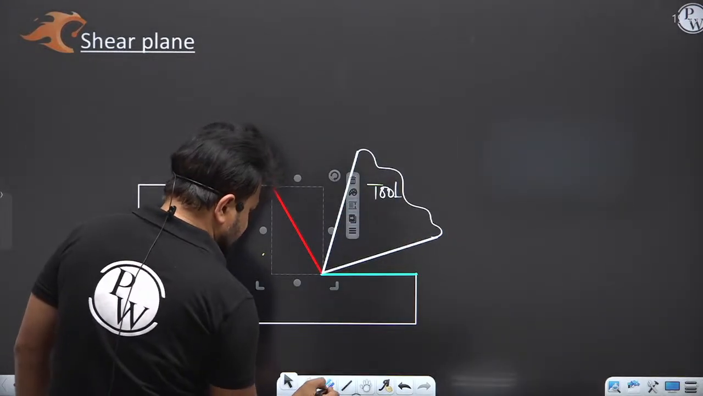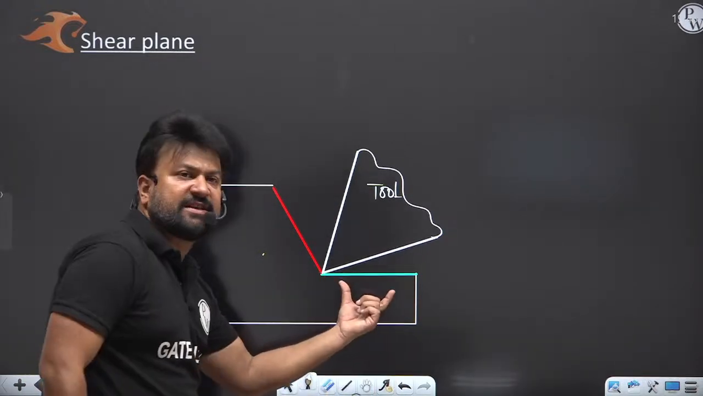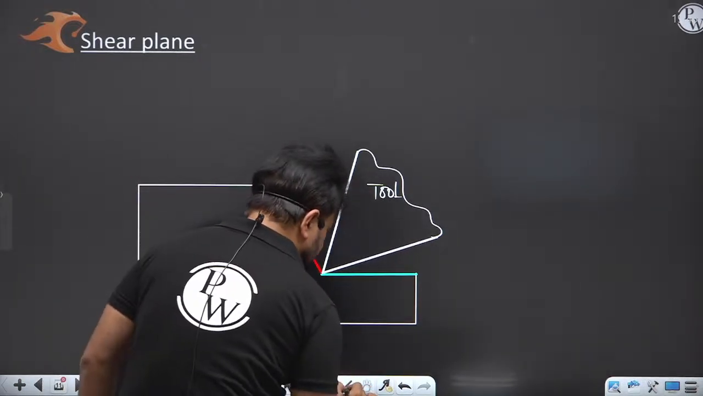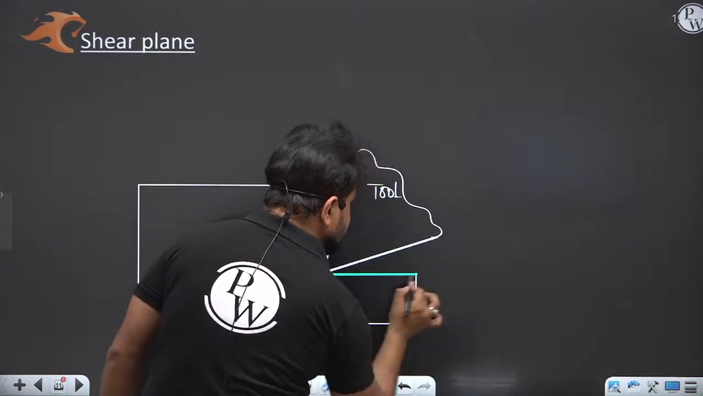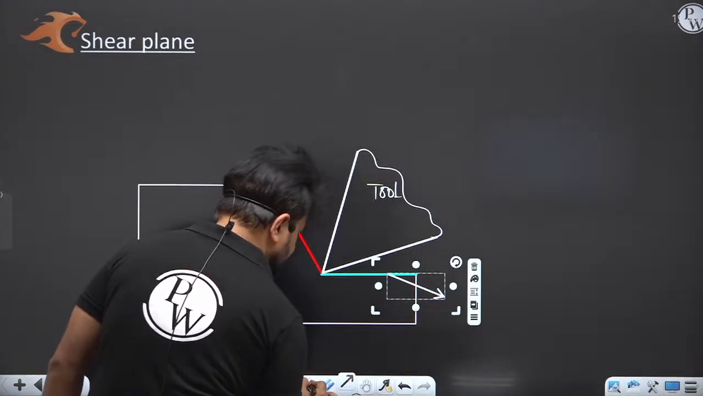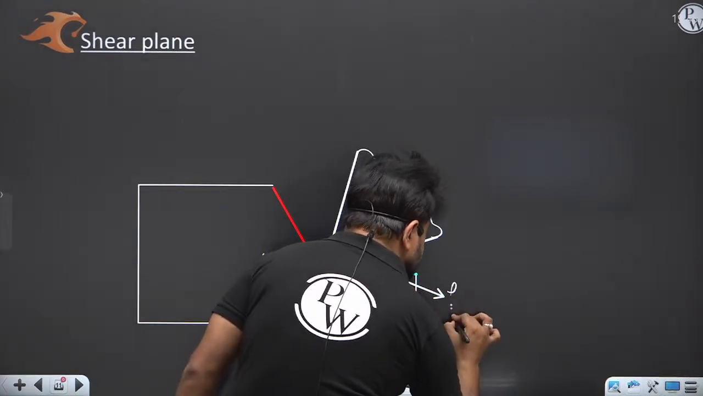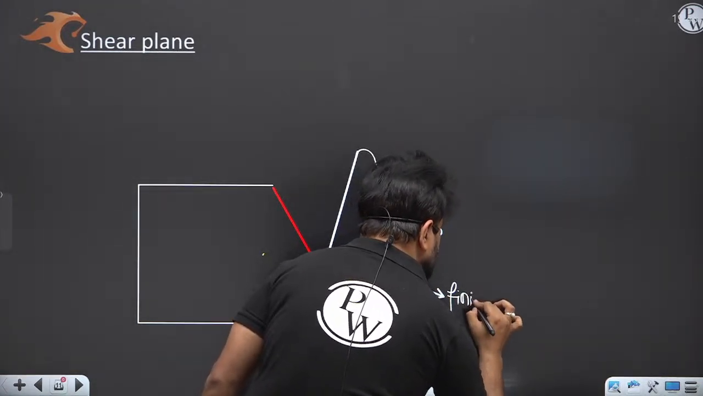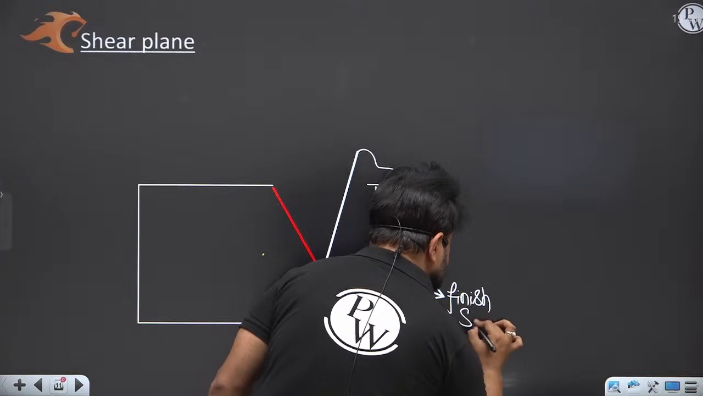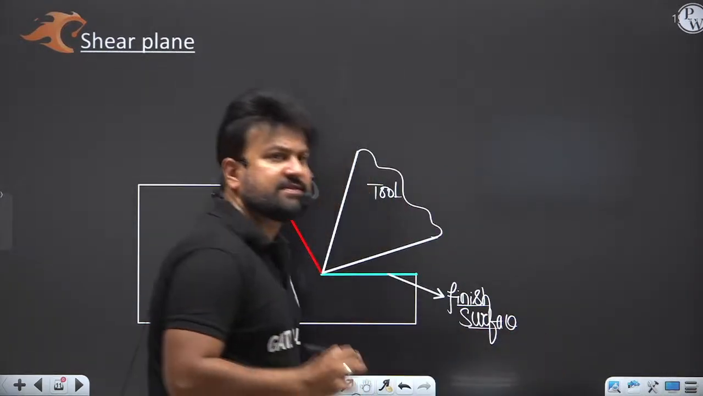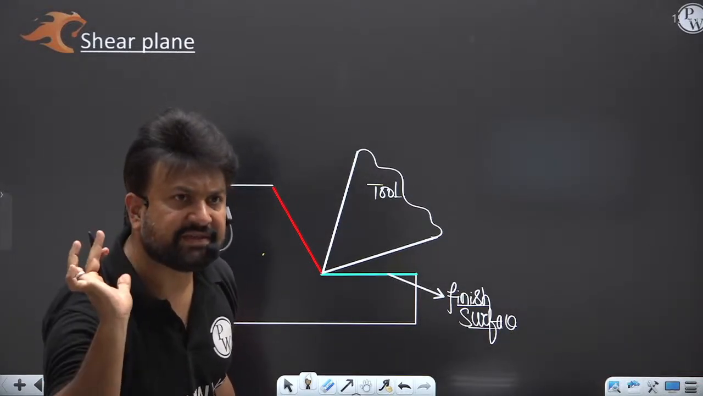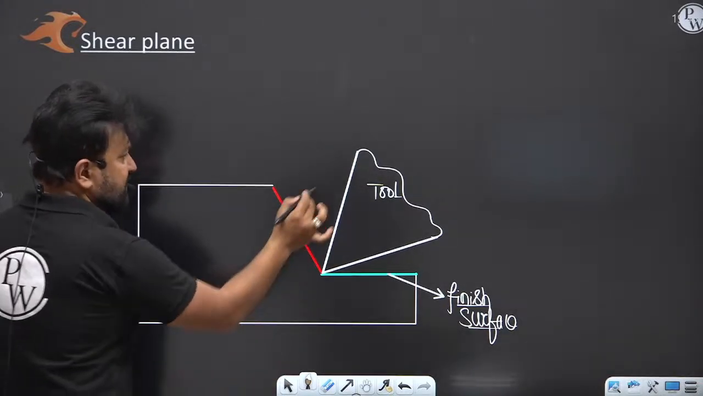Now, I told you already, this surface is known as your finished surface. Is that clear? Now, this is a tool.